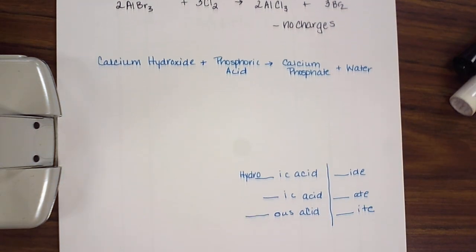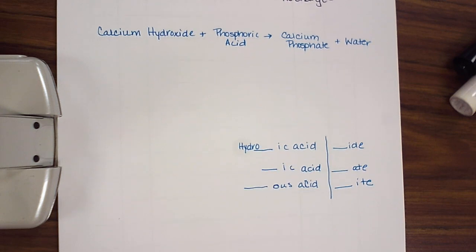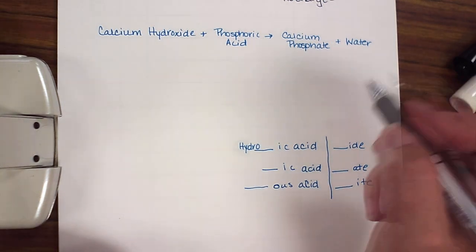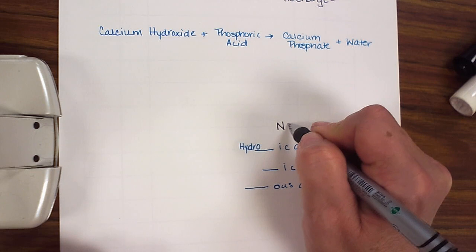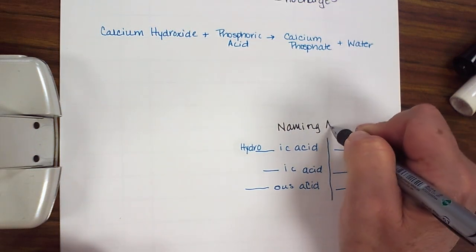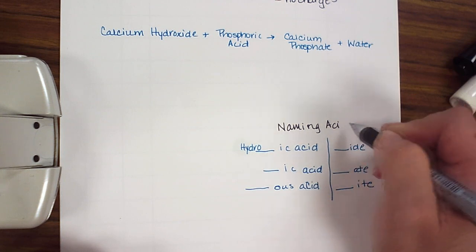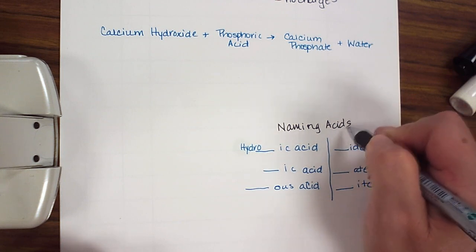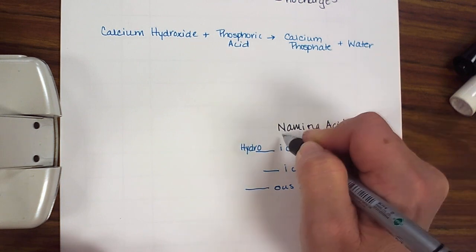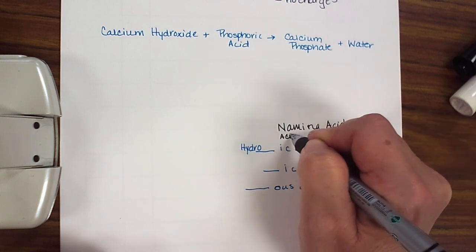Next, let's look at this one. So this one has calcium hydroxide and phosphoric acid. So I made our acid chart, which should be on your periodic table. If it's not, you might want to put it there. So this is naming acids, all right? And it has to do with the anions. So this is the anion here, and this is the acid.